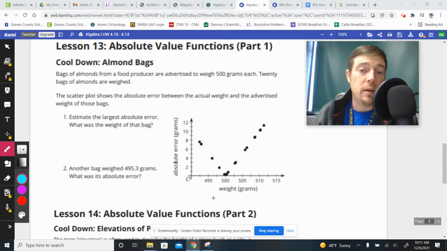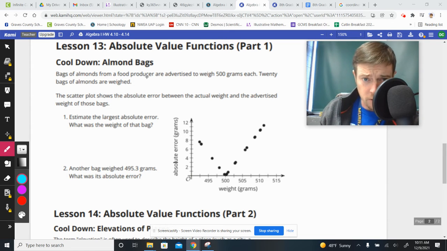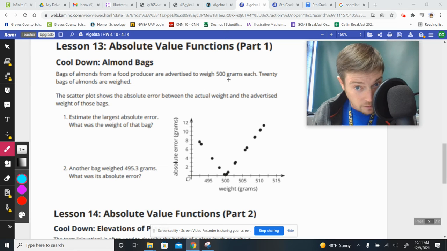We're looking at absolute value functions, the first part of the absolute value functions lesson. And we're noticing that the shapes of these absolute value functions are creating this V shape. And the point is typically where the correct amount is, and then we have these errors that pop up on either side. This one is about a bag of almonds that are for food producers advertising they weigh 500 grams.